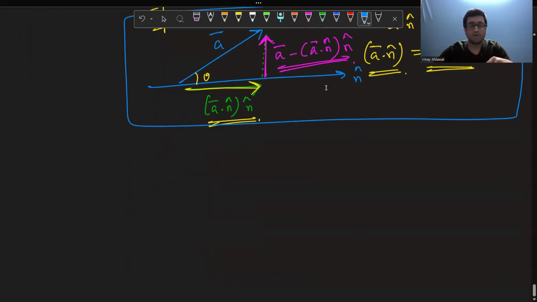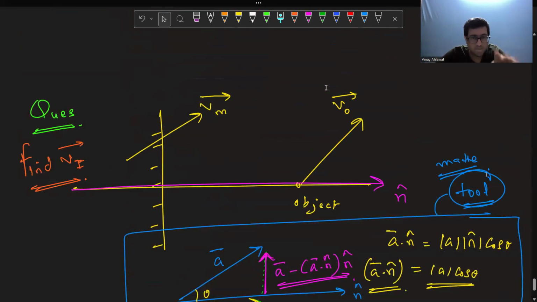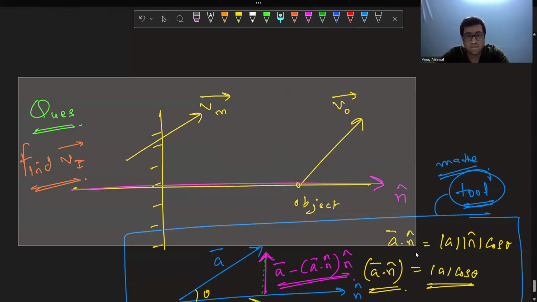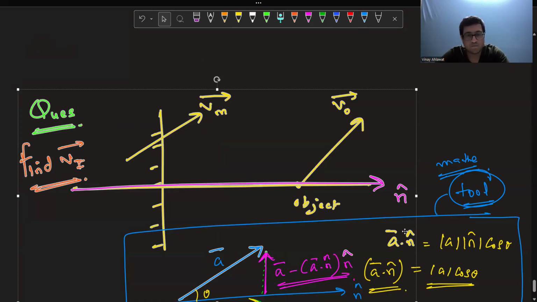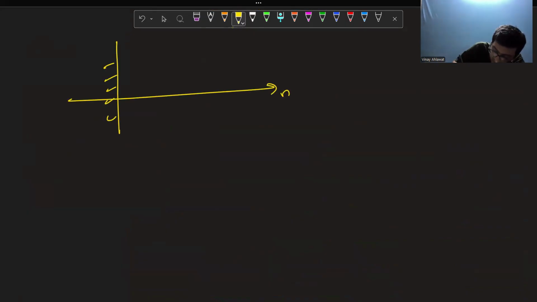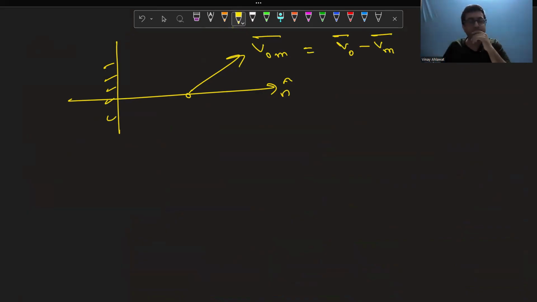So first part, let's take this diagram. This is n cap, and this is VOM, which is Vo minus Vm. This is the velocity of object with respect to mirror. Now the mirror is at rest.